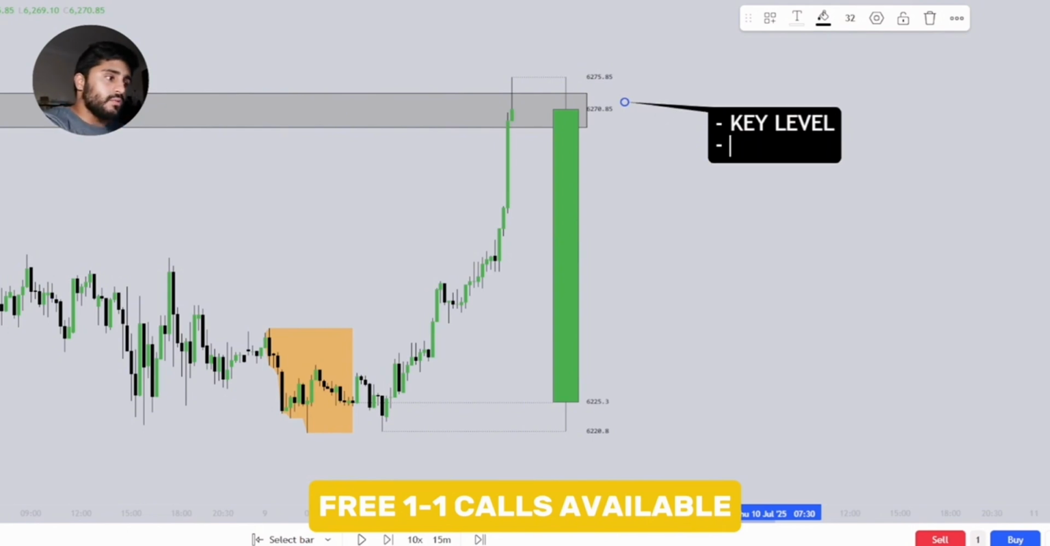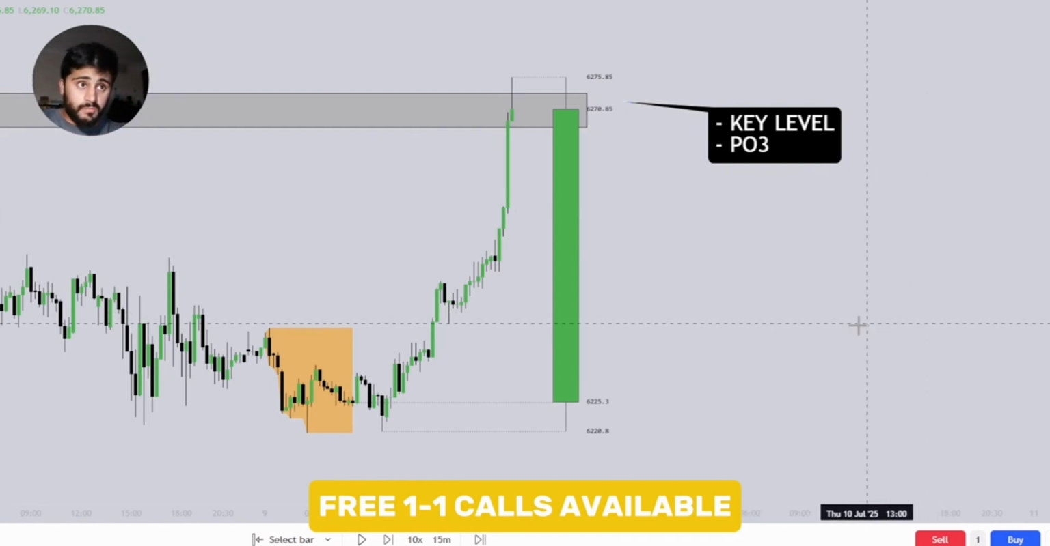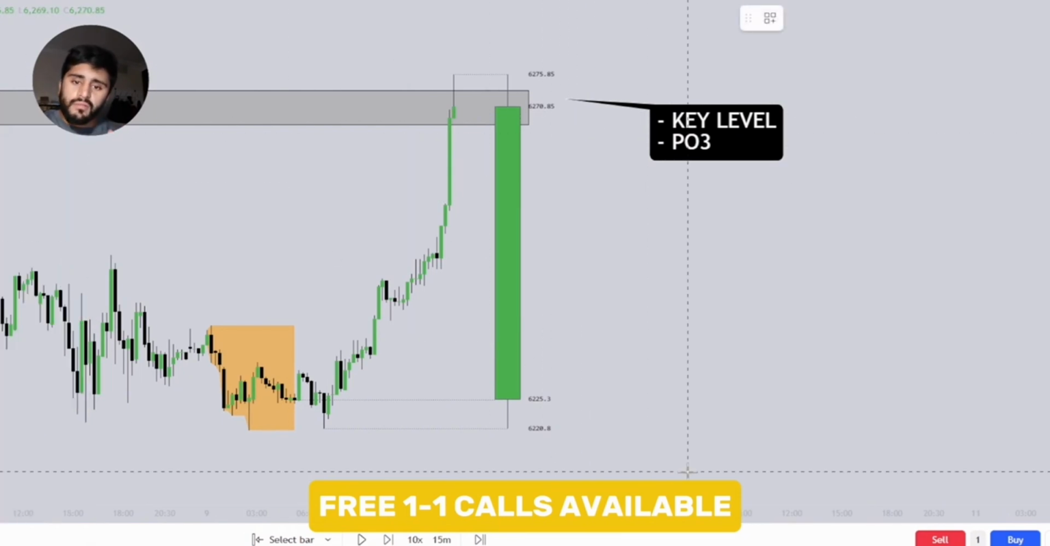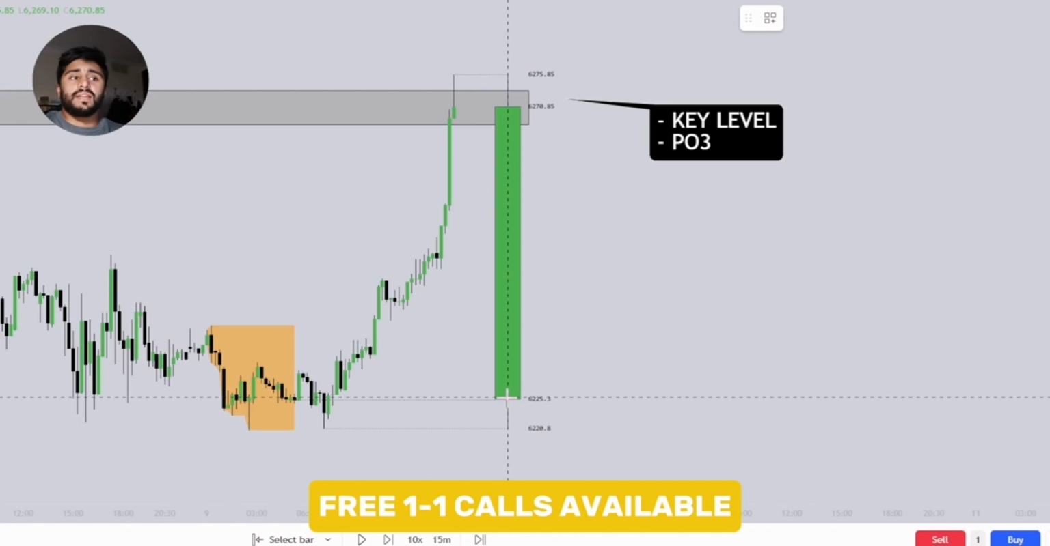So we want to see a key level. We want to see a PO3 alignment. So what do we mean by a PO3 alignment? This is a power of 3 alignment. When price comes into a key level, you want to be selling when you're above a candle's opening price. I usually use the 4-hour candle's opening price at 10 a.m. Eastern, or I use the daily candle's opening price, which is the New York midnight opening price.